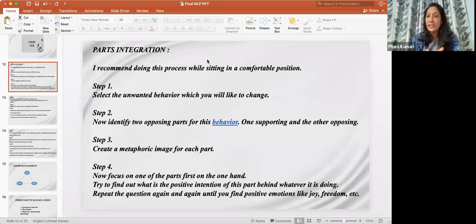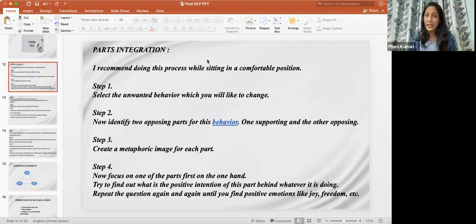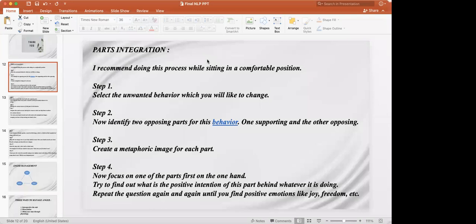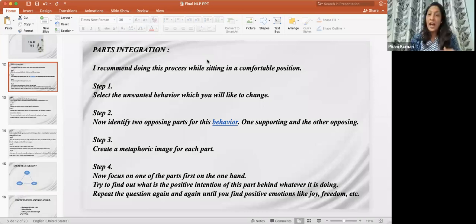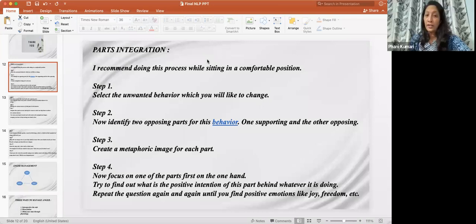And why is this parts integration being discussed? Because when we are in a dilemma, it is very difficult to take a decision. So we will think, why am I this way? I want that, but still I am suffering. I want to overcome this pain, but still I am suffering. I want to grow in my career, but still I can't grow. I want to overcome my anger, but still I'm not able to. So there is a confusion between your decisions.